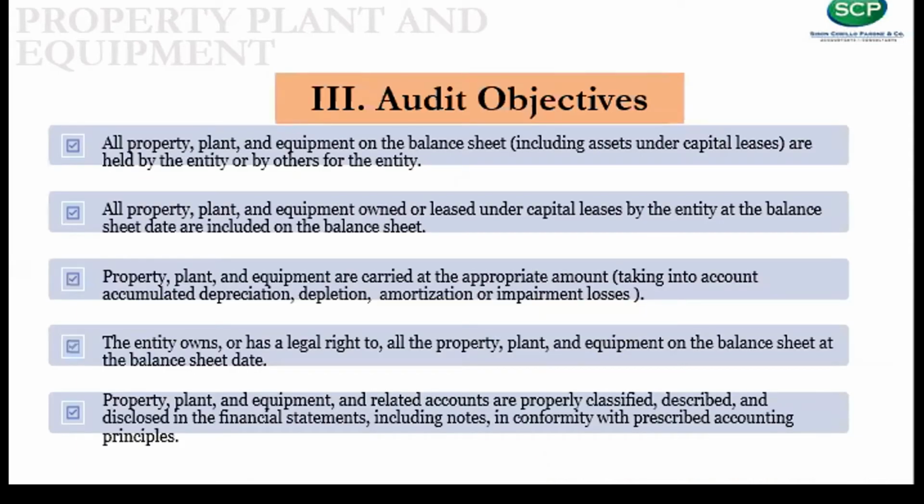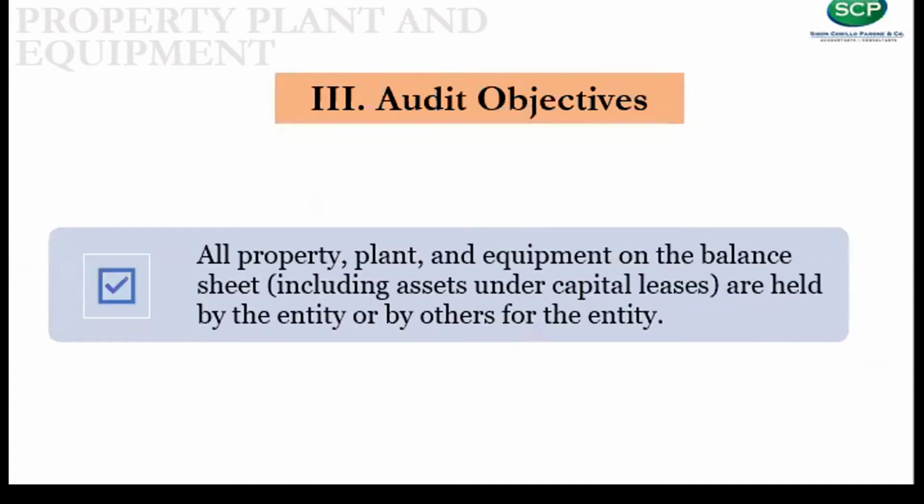We have 5 principal objectives in auditing property, plant, and equipment. These audit objectives aim to address the different risk assertions we have to be alert for during the course of our audit. Let's briefly discuss each of these objectives, starting with the first one, which addresses the assertion of existence.